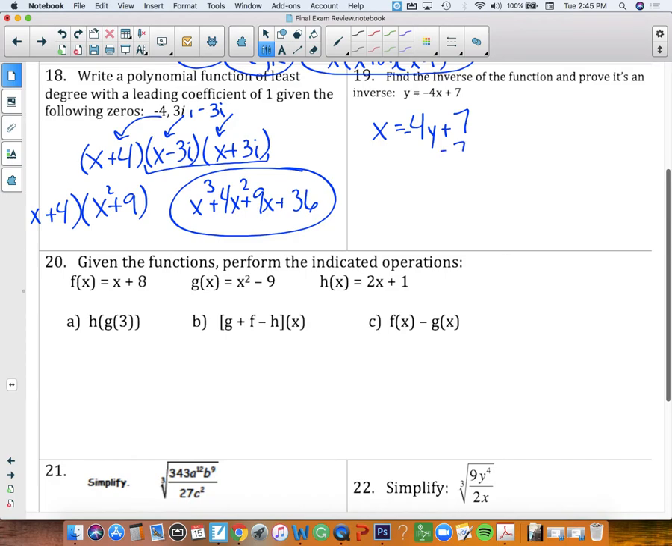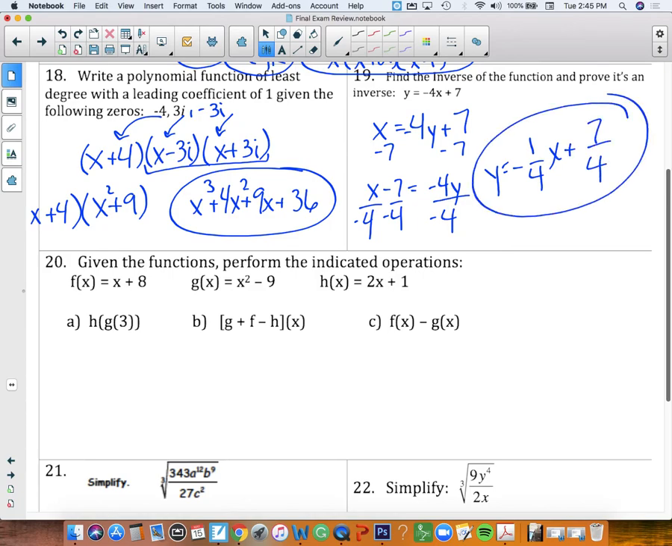So I will subtract 7. So it's x minus 7 equals negative 4y. And I divide everything by negative 4. And then I can just rewrite it with a y on the left. So it'd be negative 1/4 x plus 7/4. So that's your inverse, okay? And I'm going to get rid of some of that work.